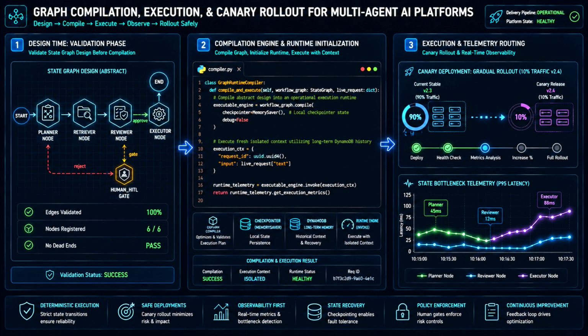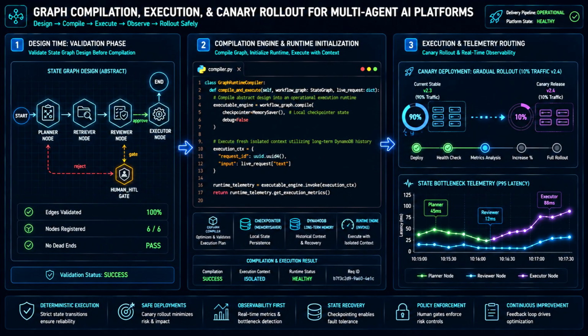After defining workflow states and transitions, the graph must be compiled into an executable runtime. Compilation converts abstract workflow definitions into an operational orchestration engine capable of handling real user requests. During compilation, node functions are registered, edges are validated, conditional branches are configured, and failure handling logic is established. This process ensures that invalid transitions or missing handlers are caught before runtime.